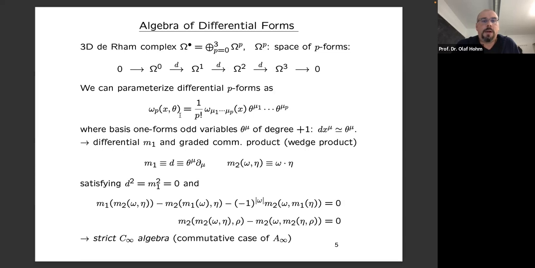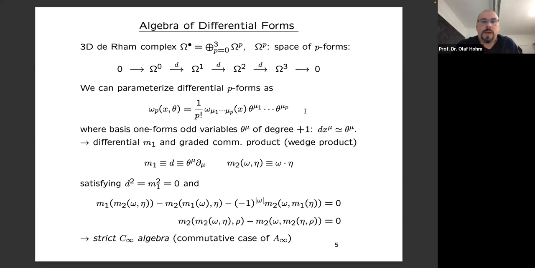Then I write a generic p-form in this form here. So I'm allowing myself a notation that turns out to be convenient in a second, where I write the basis elements that we conventionally write as dx^μ as θ^μ. So you can think of the θ^μ as anti-commuting variables, because if you have θ^μ, θ^ν, and you change the order, you get a sign. So in that sense, they're odd variables, and you can think of them as degree +1 variables. But other than that, it's just the ordinary expansion of a differential form here.